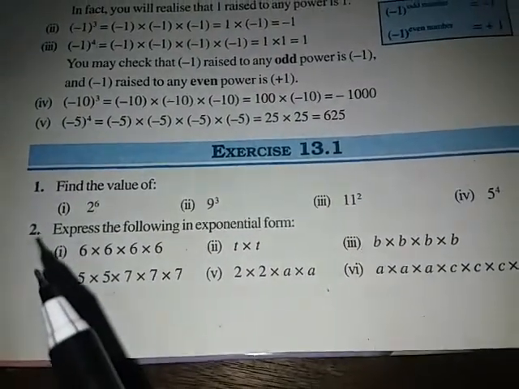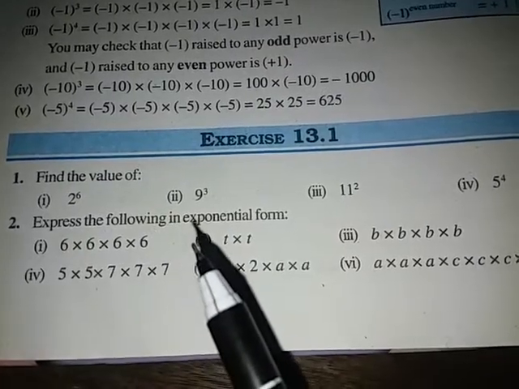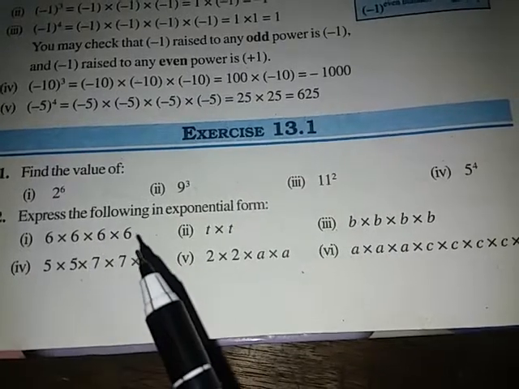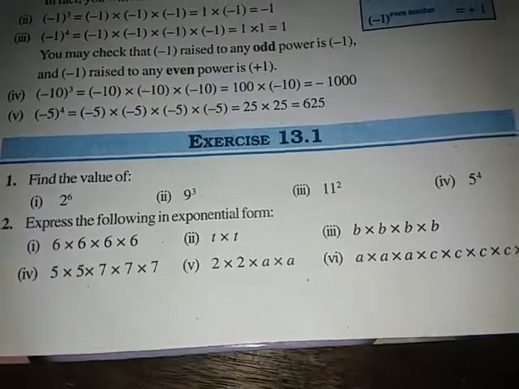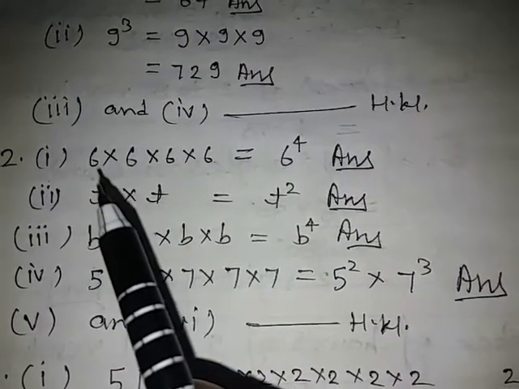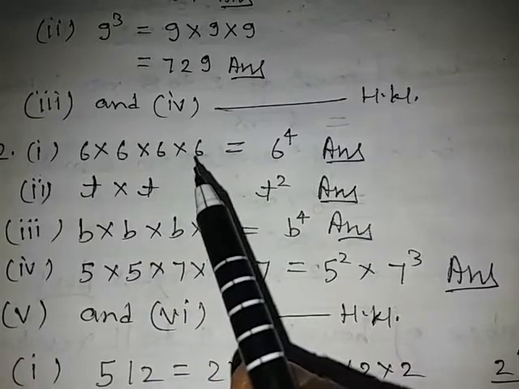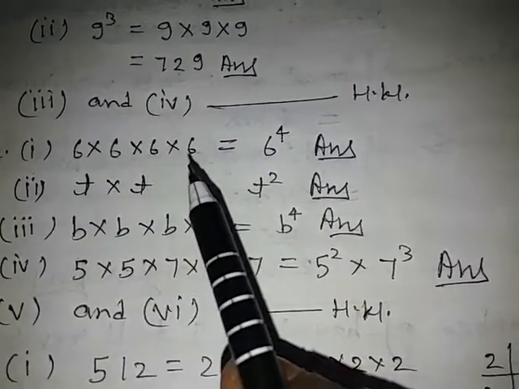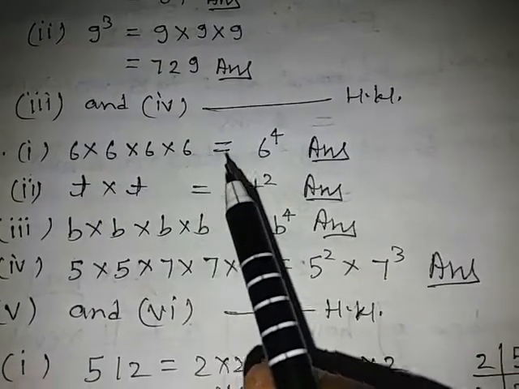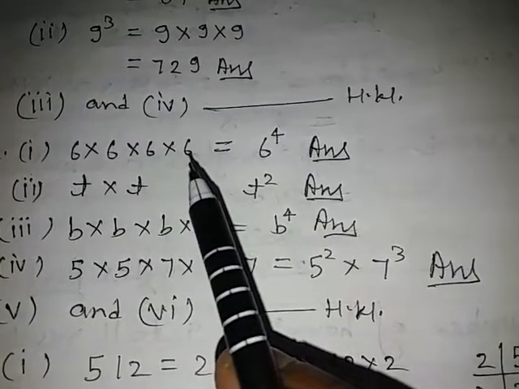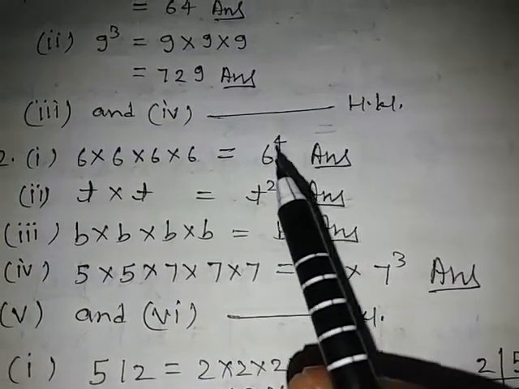Okay, now the next question. Question number 2 says, express the following in exponential form. Part 1 is given: 6 into 6 into 6 into 6. Solution of part 1 of question number 2. We can see here 6 is given 4 times. So we can write it as 6 to the power 4. 1, 2, 3, 4. We can write it as 6 to the power 4.